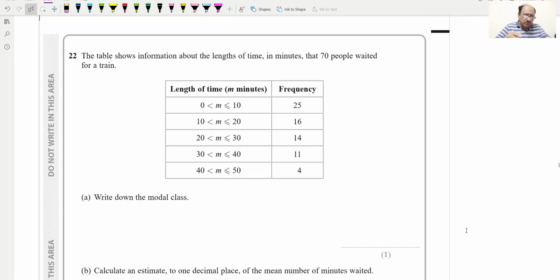Now question 22. The table shows information about the lengths of time in minutes that 70 people waited for a train. So length of time m minutes, and this is the frequency. Write down the modal class. Modal class is always the one having the maximum frequency, which in this case is 25. So modal class will be 0 to 10. We can write m is greater than 0 and less than or equal to 10, and this is only a 1-mark question which we have done.